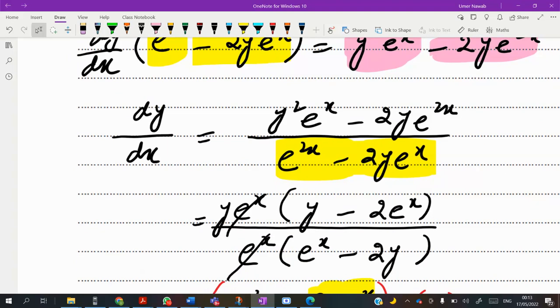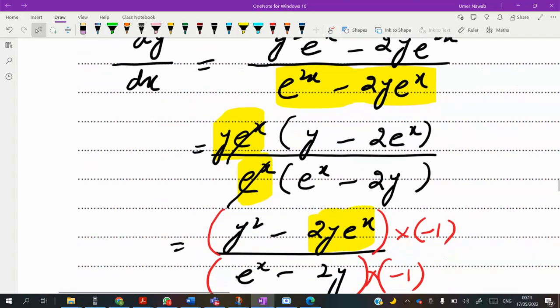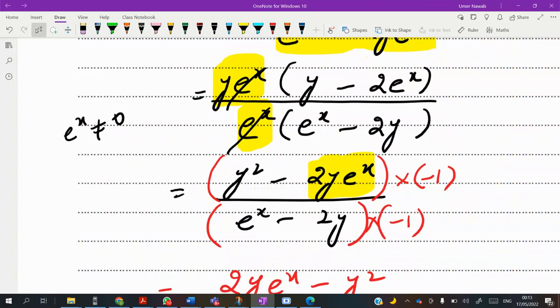Now we need to take something common in the numerator and denominator. In the numerator, we have 2e^x common, and in the denominator, we have e raised to power x common. We cancel e^x with e^x because we know that e^x cannot be equal to 0. So we are allowed to cancel e^x with e^x. But this y, no need to take it common, so you can push it back to go inside. And y squared minus 2y e^x over e^x minus 2y.